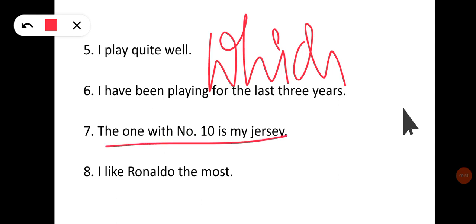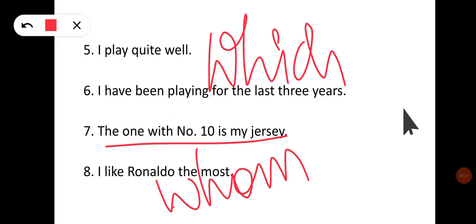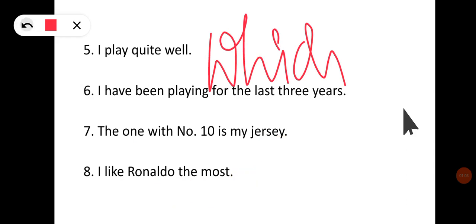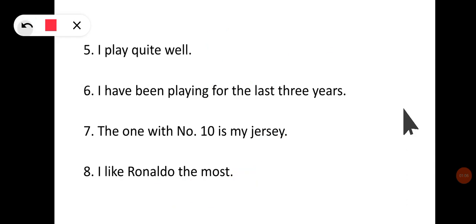Next, I like Ronaldo the most. What is the question that you can ask here? Whom do you like the most? I like Ronaldo the most, because this is a person that we are speaking about, right?